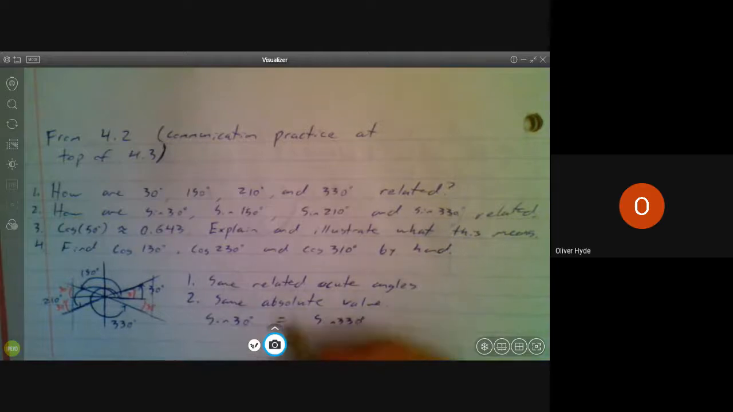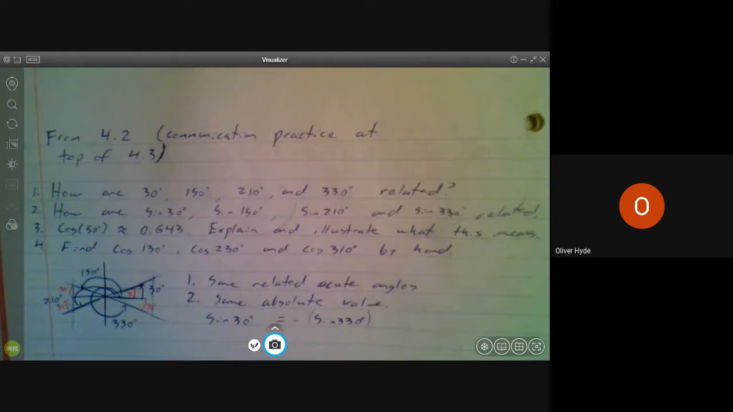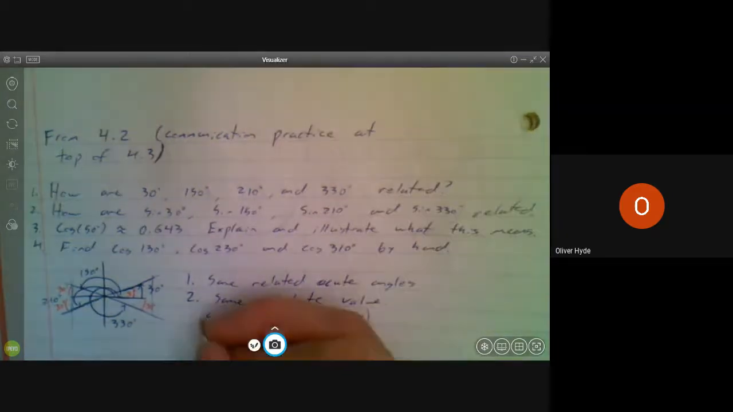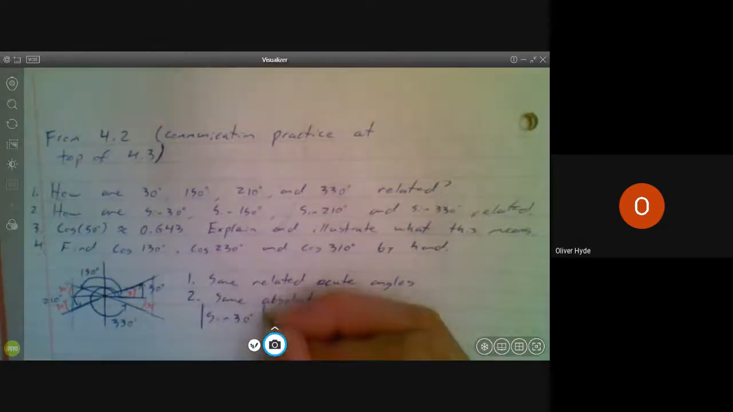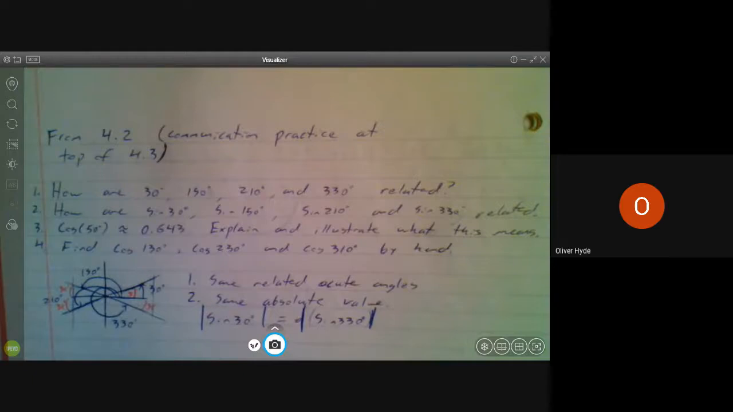I could try writing in that the sine of 30 degrees is the opposite of the sine of 330 degrees, and that would be true. But it might even just be safer to say that the absolute value of the sine of 30 degrees is equal to the absolute value of the sine of 330 degrees.